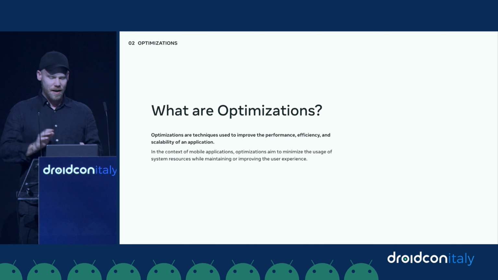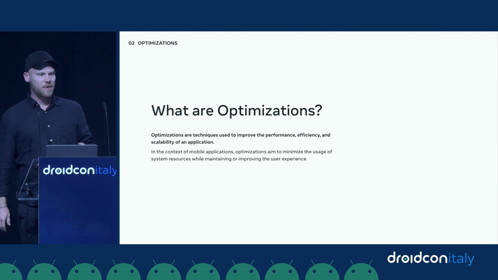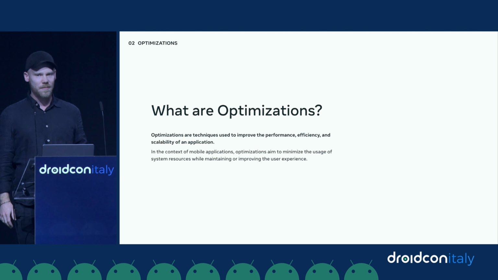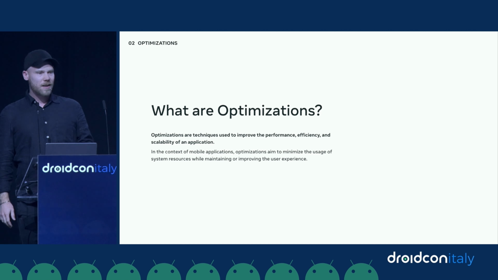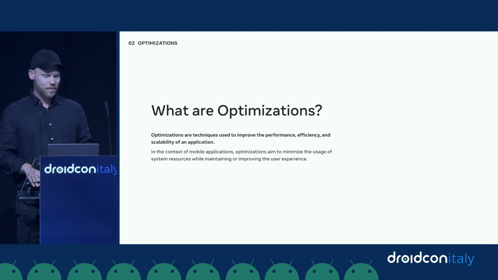So let's get started. The first one, what are optimizations? In a very basic sense, optimizations are techniques used to improve performance, reliability, efficiency, and scalability. So we will look mostly at the context of mobile apps, where a lot of this is about minimizing the usage of system resources while maintaining or improving the user experience.